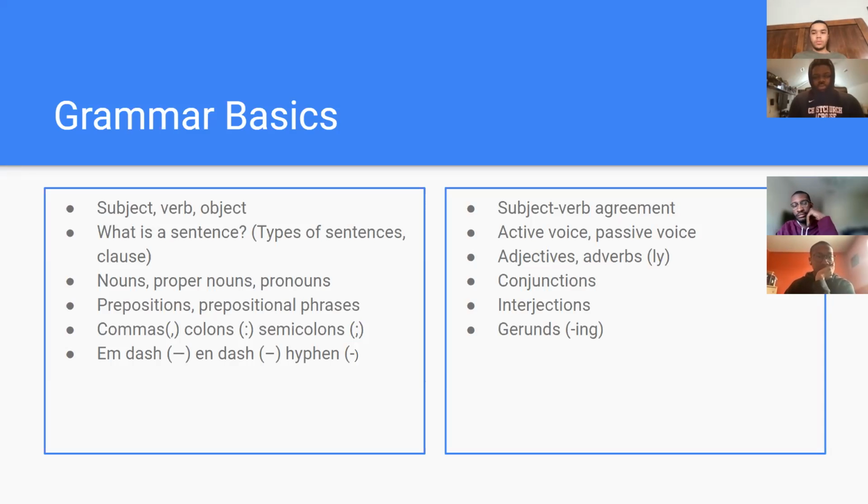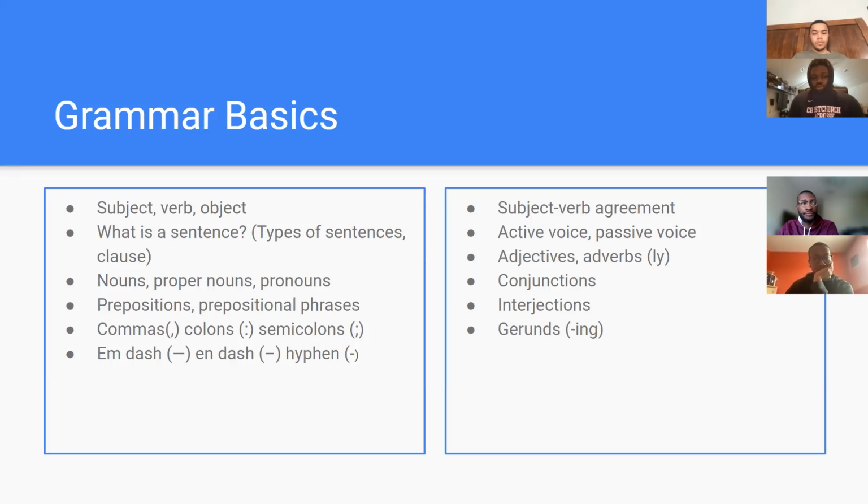You will be able to define what a noun is, a proper noun, a pronoun. You will know what a preposition is. We hear that word, but people aren't quite sure what its function is. Well, by the time this lecture finishes, you will know what a preposition is and a prepositional phrase and how to recognize it. I will teach you where to place commas, colons, semicolons, what is an em dash versus an en dash versus a hyphen and the purpose for each one.